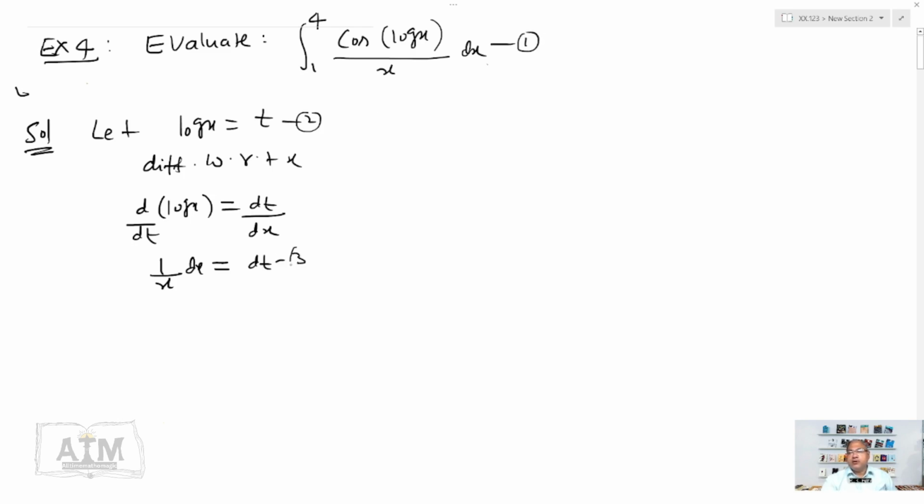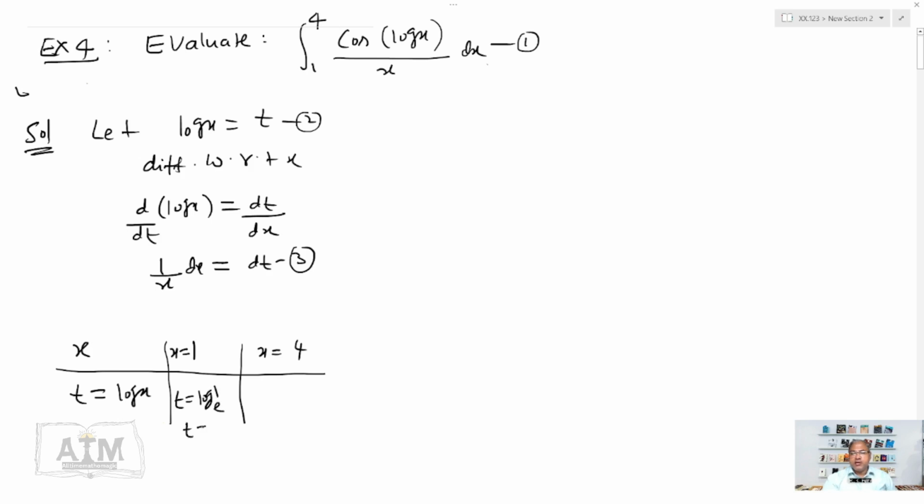Call it 1, 2 and 3. Now we have to change the limits. So here is the x, here is the t, and t equals log x. A little improvement in the step. Now x equals 1 and x equals 4. So t equals log 1 to the base e, that is t equals 0, and t equals log 4 to the base e. Step 2 is also over.